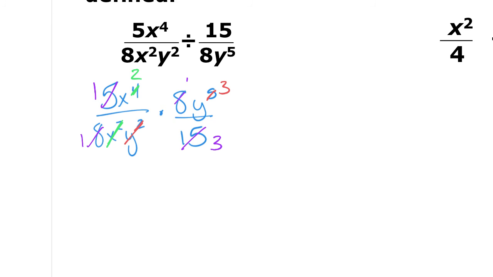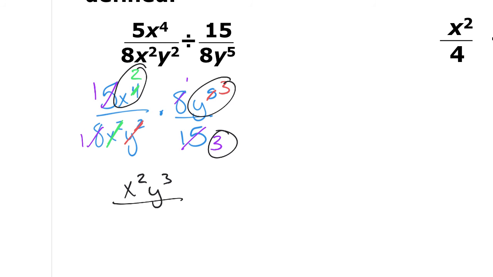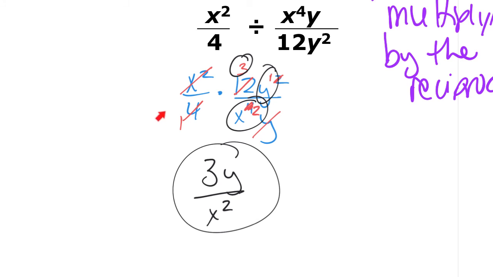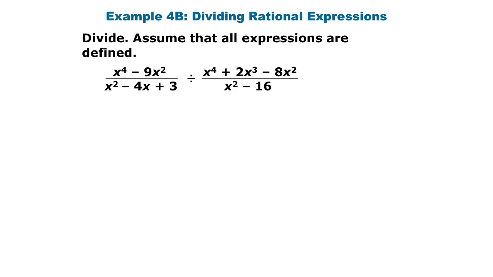I tried to simplify everything in one step here. I kind of have a mess. So I'm going to circle what I have left, and then I'm going to rewrite everything. So I have x squared times y to the 3rd in the numerator, and in the denominator, all I have left is 3. When I simplified everything in this one, I ended up with just 3y over x squared.